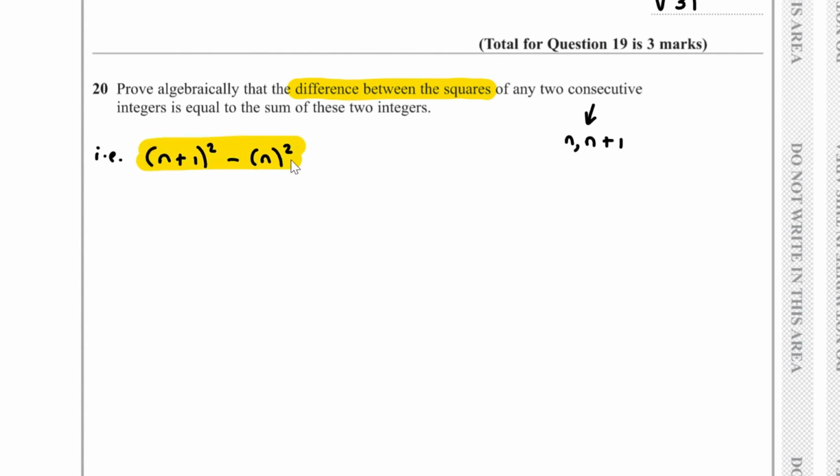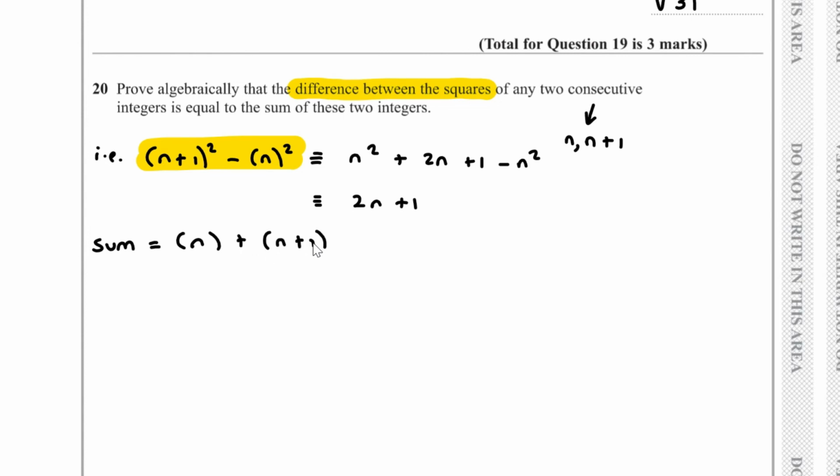Okay? So now if we tidy this up, we've got n squared plus 2n plus 1 minus n squared, which is the same as 2n plus 1. And the sum will equal n plus n plus 1. Okay? So this is the sum of these two integers, as we see here. So if we work this out, we've got 2n plus 1. And because these are equal, we can conclude we have shown the proof.